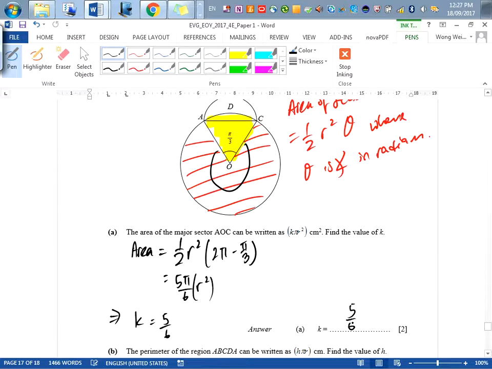Is there another way to do it? Of course there is. You could have done area of AOC. Then you're finding the small one, the small area.